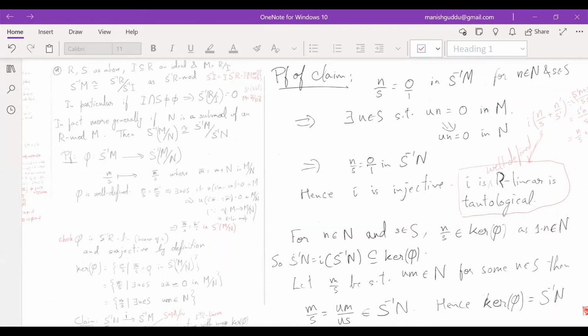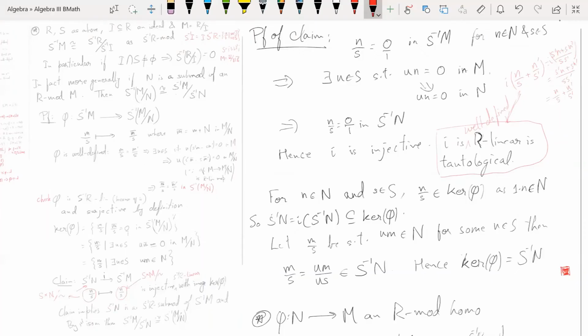Yes, sir. Okay. So u times n is 0 in M implies u times n is 0 in N as well, because M and N have the same 0, N being a submodule of M. So u times n is 0 in N precisely means that n over s, for any s in S, is 0 over 1 in S inverse N. Hence I is injective. So maybe I should mention this, that first check this, and then check this part.